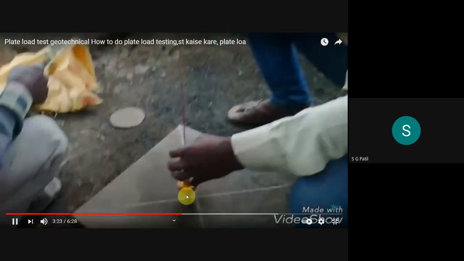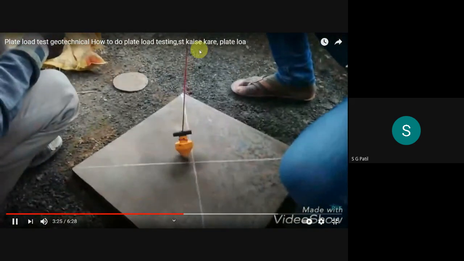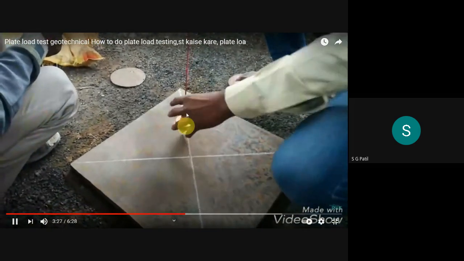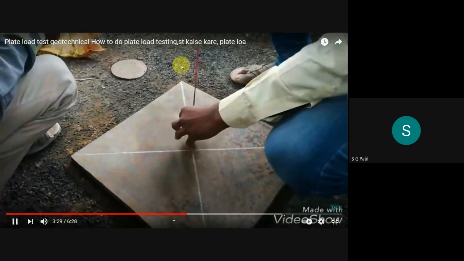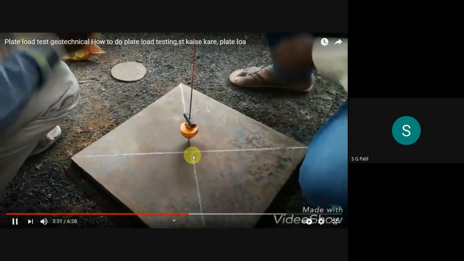Now they are trying to establish the center line. Okay, so from that whatever loading is there, that center of gravity and your plate center of gravity should coincide.